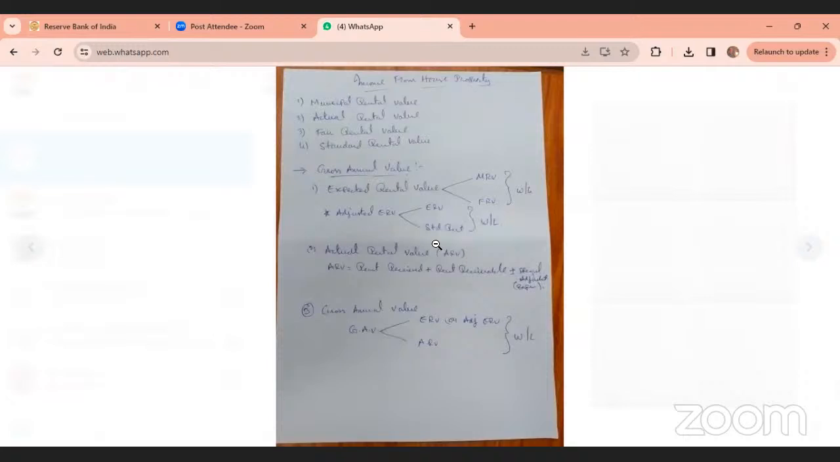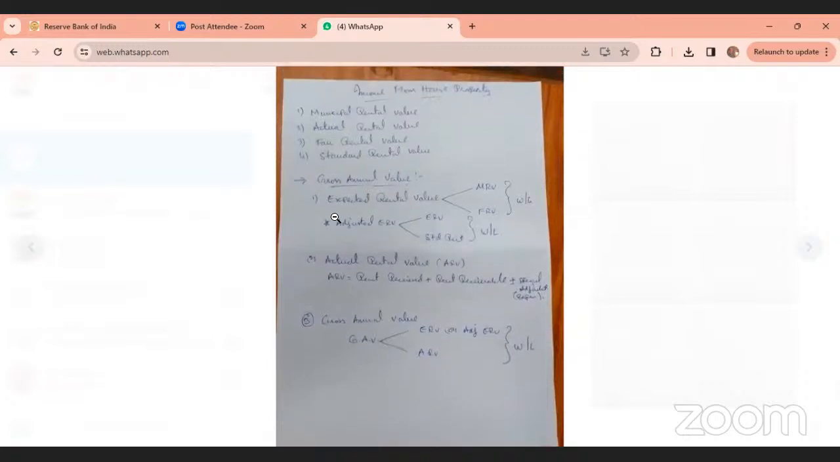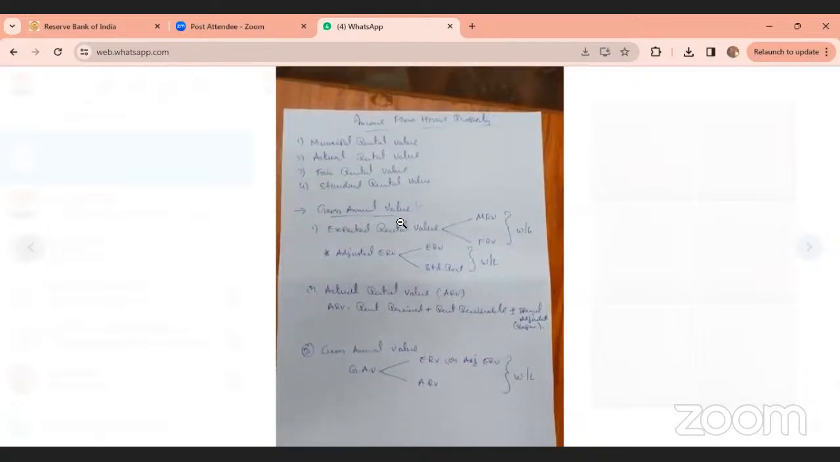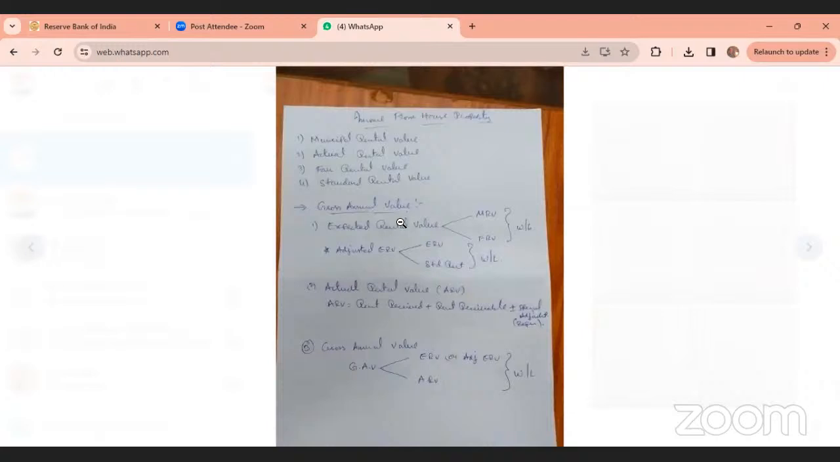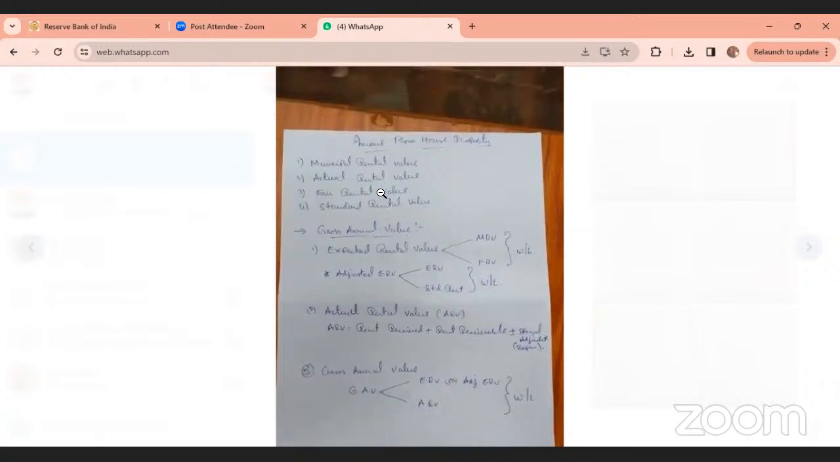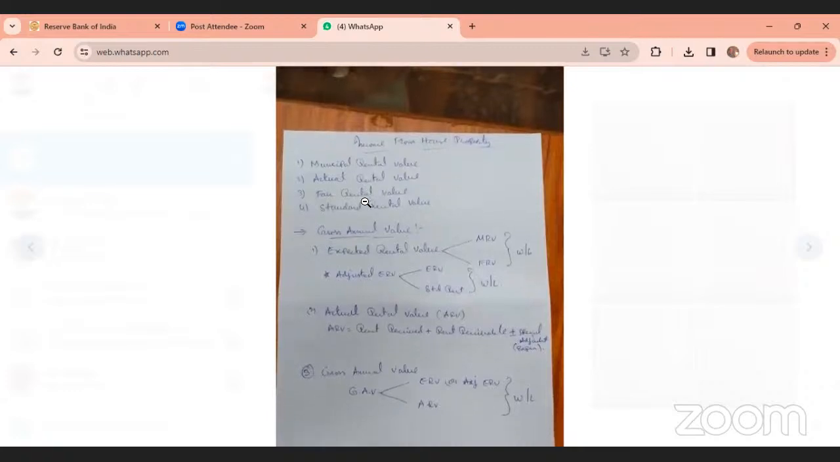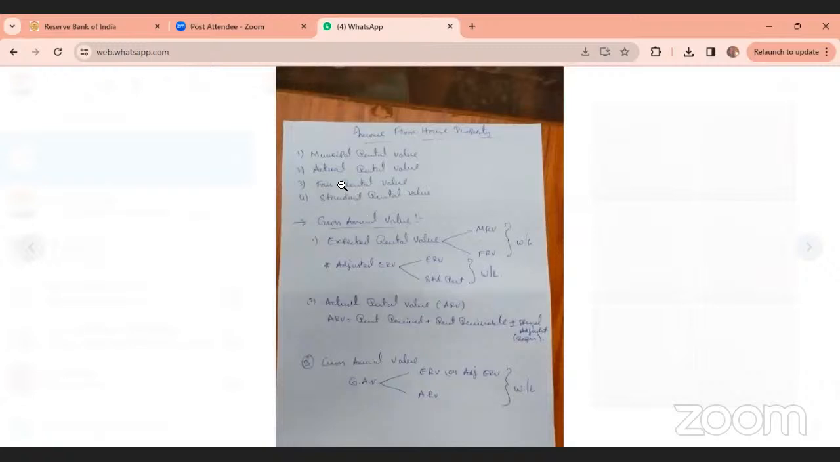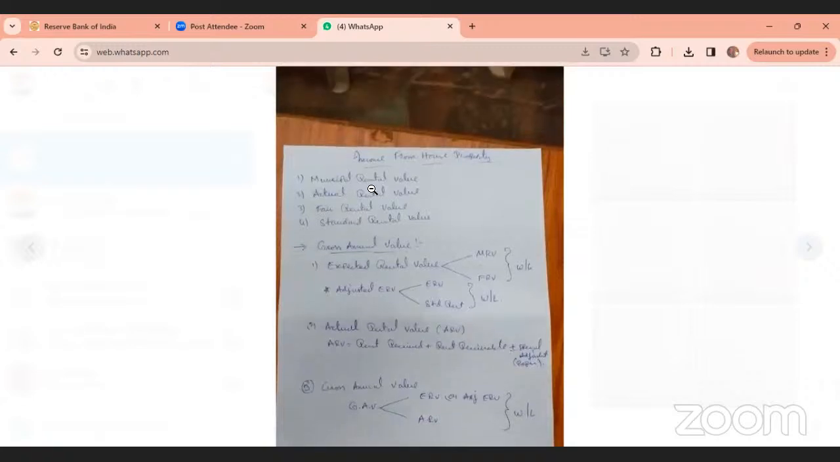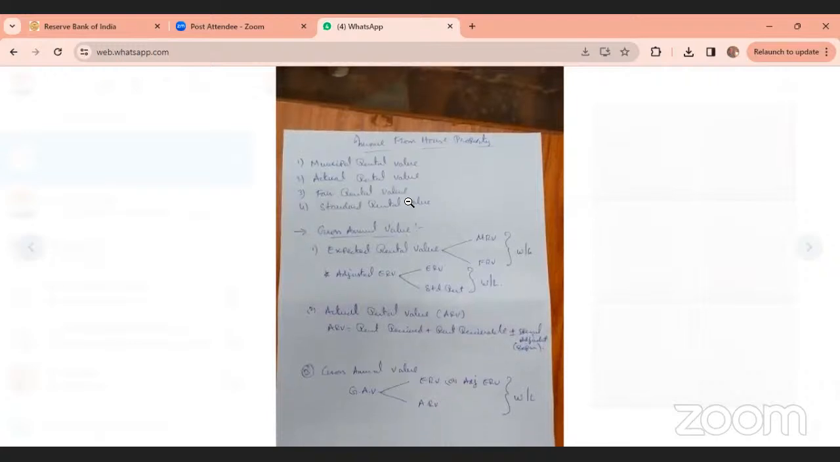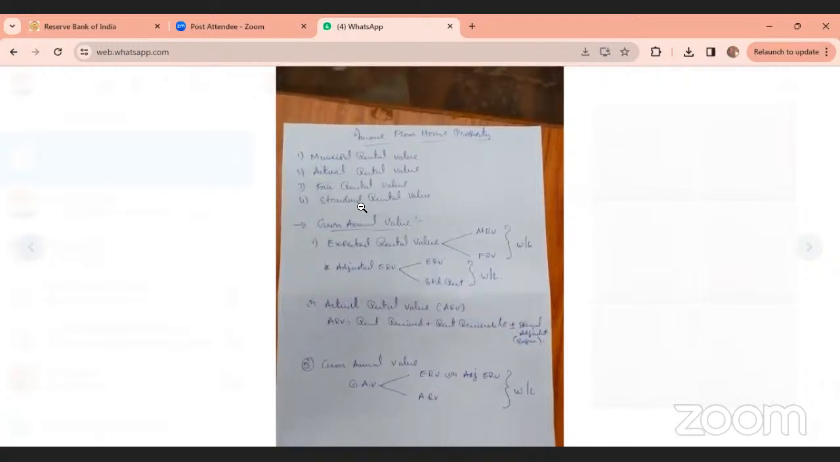This one is shortcut method. You take the pick, this one. So first step is what? Gross annual value. How to calculate gross annual value? For calculation of gross annual value, you have to find out in the sum they given municipal rental value, actual rental value, fair rental value, standard rental value. So municipal rental value is also called MRV, actual rental value ARV, fair rental value FRV, standard rental value SRV.